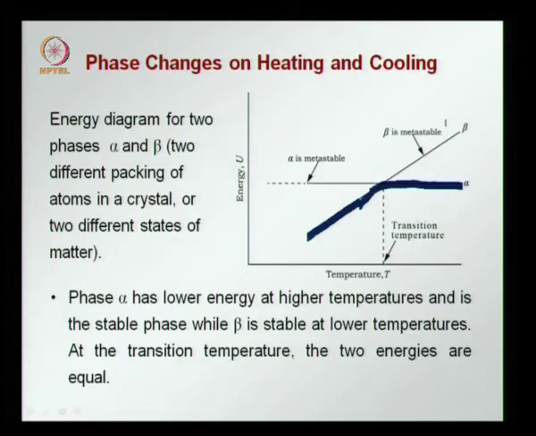So, phase alpha has a lower energy than beta at higher temperatures, that is, above the transition temperature, and is then the stable phase, whereas beta is stable at lower temperatures and therefore it is the stable phase below the transition temperature. At the transition temperature both energies are equal.